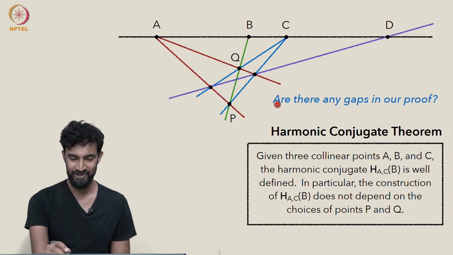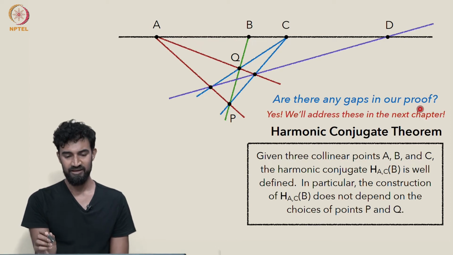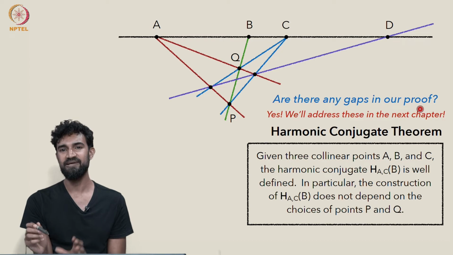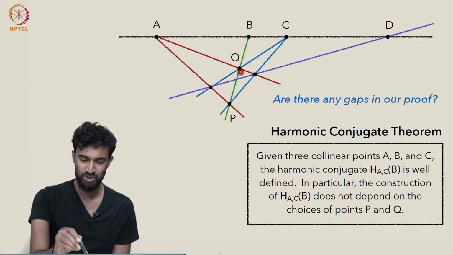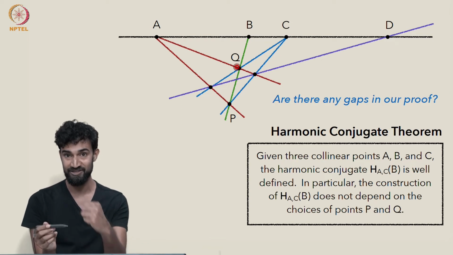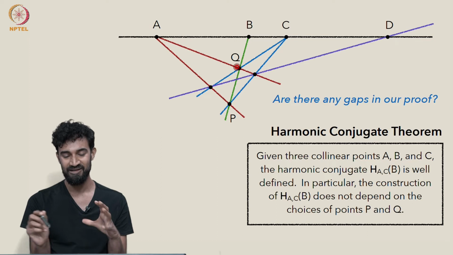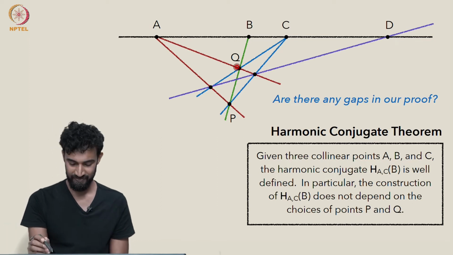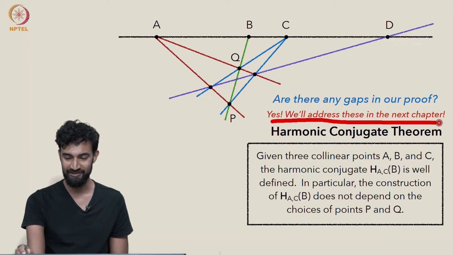But if you're a bit more cautious than I've been, you might wonder, are there any gaps in our proof? In other words, have we really chosen fully arbitrary points P and Q? Or have we been a little careful so that our points P and Q allow us to work things out nicely? And I've cheated a little bit.